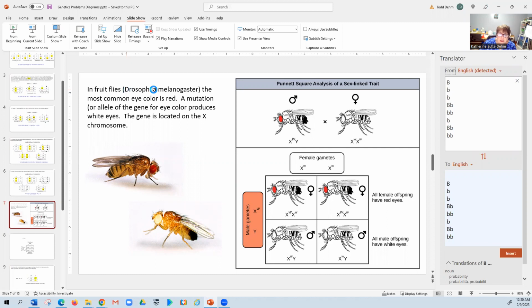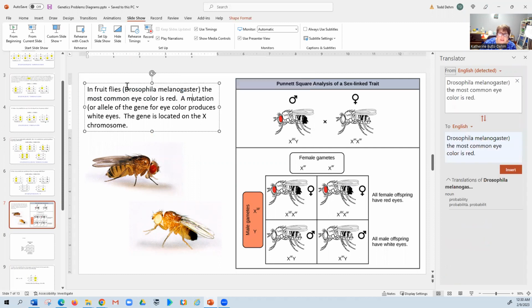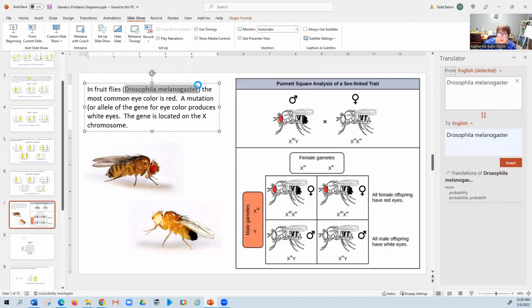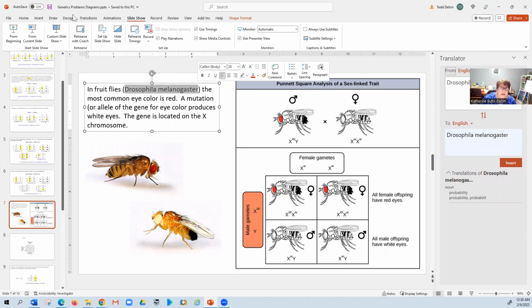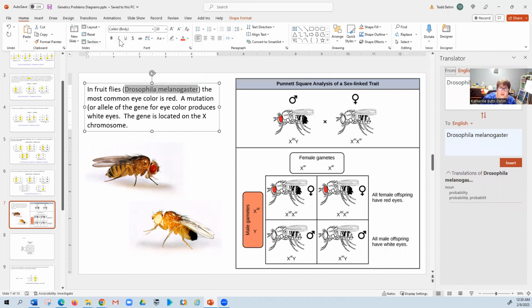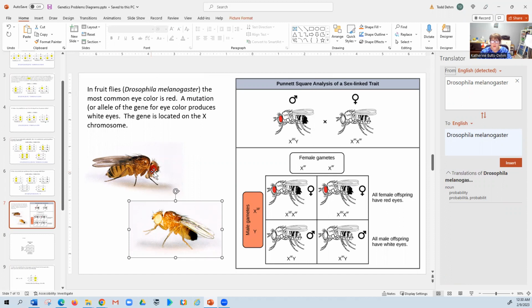And this right here should always be italicized, because scientific names should always be italicized. So don't ever have it not italicized. But here they are. There's the most common. They have red eyes, and then they can have a mutation where they have white eyes. The gene for this is on the X chromosome.